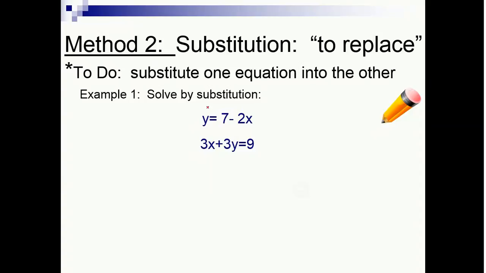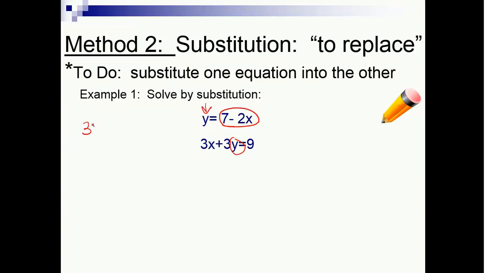Notice how on this problem I have solved for y already. So instead of seeing a y right here, I'm going to plug in 7 minus 2x for y, because y is being substituted to become 7 minus 2x. I can't solve 3x plus 3y equals 9 because I have too many variables. If I substitute in, I actually lose a variable. So let's try this. I'm going to take 7 minus 2x and plug it in for y.